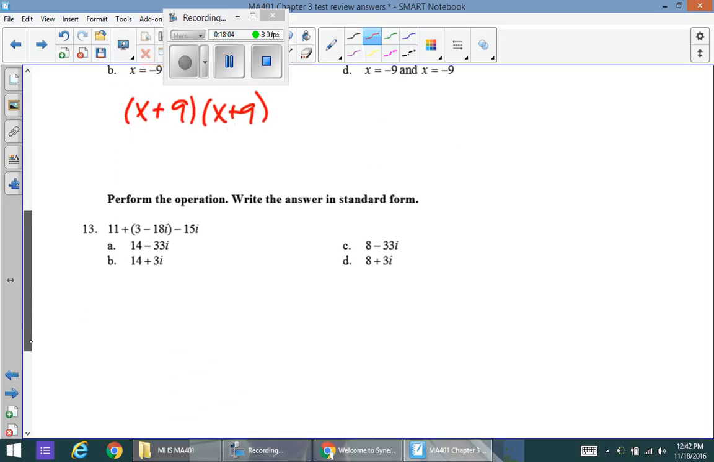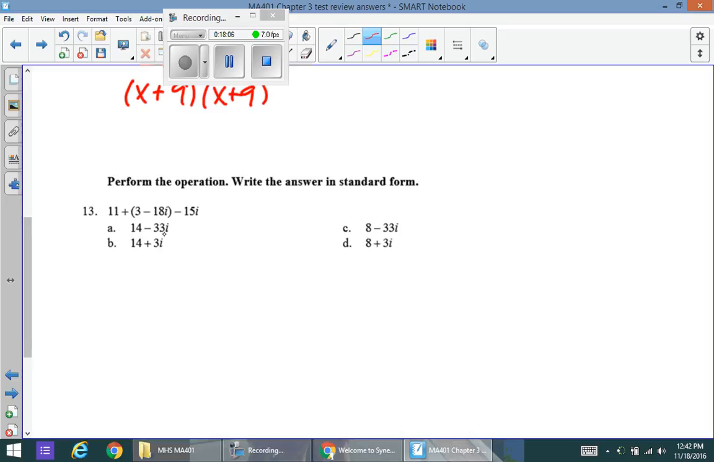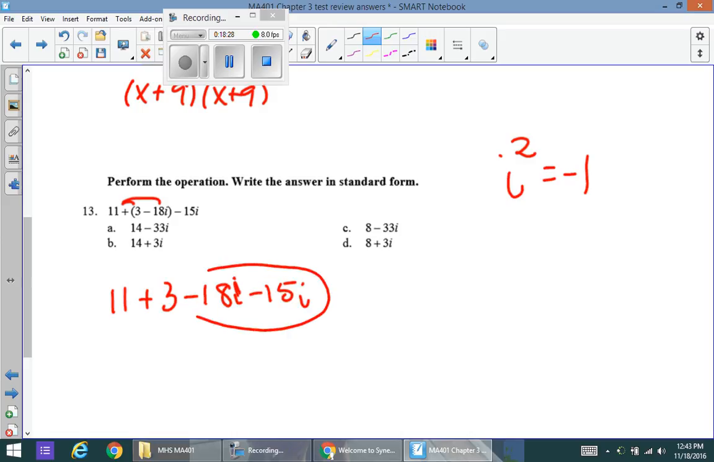Okay, now here's when we started playing with imaginary numbers. So what you need to remember is that i squared is negative 1, just in case we happen to have one. But in this case, that plus sign just distributes, so it's like nothing. So it's like 11 plus 3 minus 18i, whoops, that's an i, minus 15i. Okay, so these guys are going to get together and make a negative 33, and these guys are going to get together and make positive 14, so it's for sure A. Great.